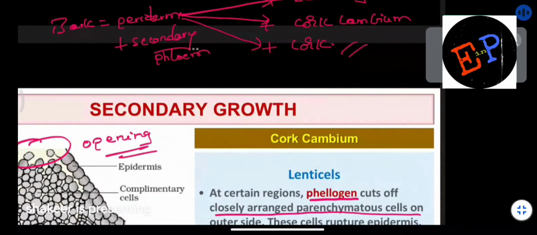Understood, Nama? Very, very easy topic. Just you have to revise it and you have to connect it.